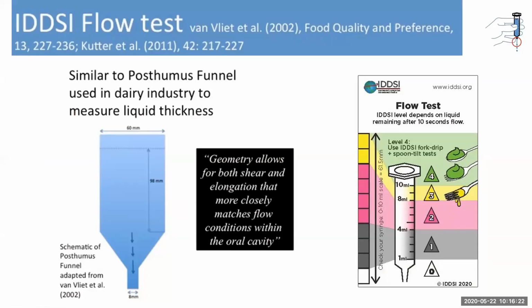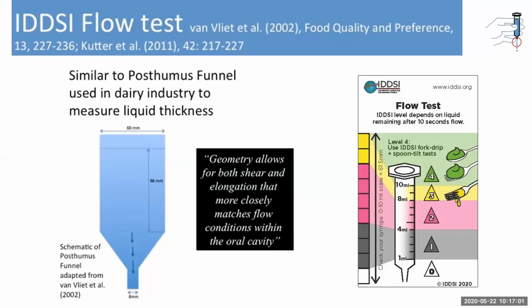So this slide shows some of the evidence supporting the use of the IDDSI flow test. Throughout time and history, many industries have relied on gravimetric tests to classify liquid thicknesses. The Posthumus funnel shown here is an example that has been used in the dairy industry for years. You can even find a recent paper where the Posthumus funnel is used as a tool to predict mouthfeel of different formulations. It's thought that the geometry of the funnel allows for both shear and elongation that more closely matches conditions in the swallowing tract. These types of tests are well known in established technologies, especially for quality control purposes.